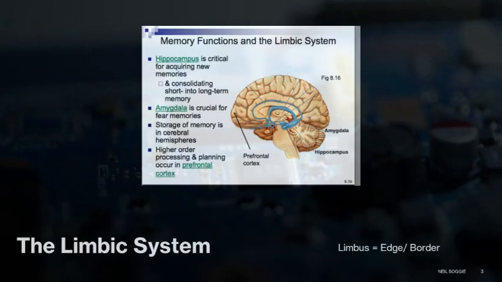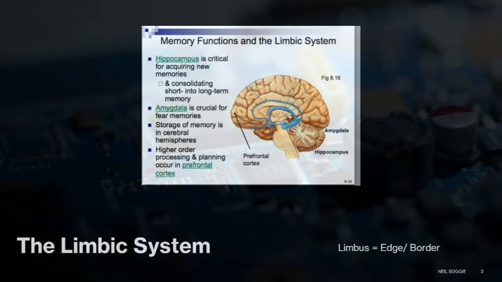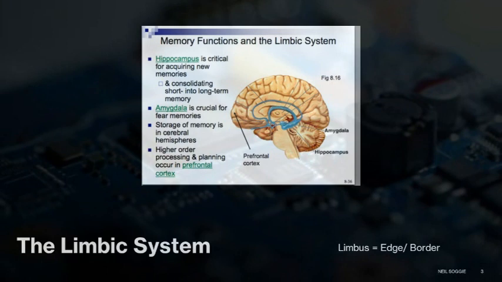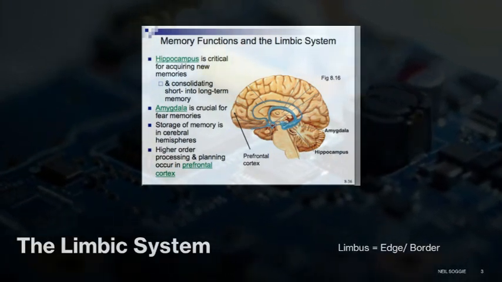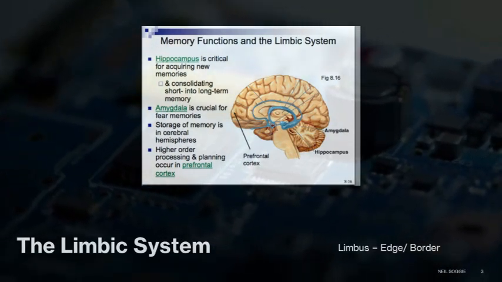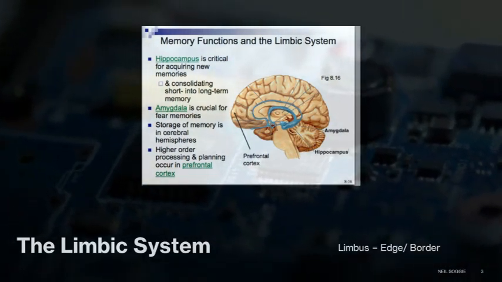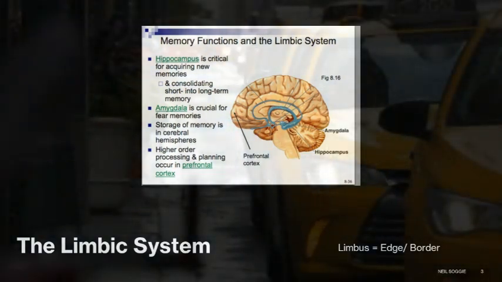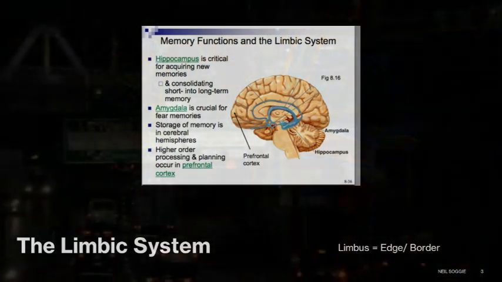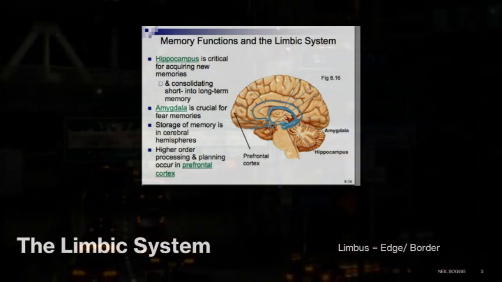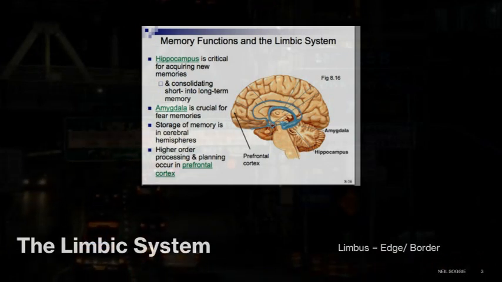Now, what I'd like to do next is provide a little bit of an overview of the limbic system, including what we mean by the limbic system. Really, the limbic system is a critical collection of brain structures responsible for regulating emotions and memory and various other functions that are related to our emotional experience. Now, as far as the term itself, limbic is derived from the Latin word limbus, which means border or edge.